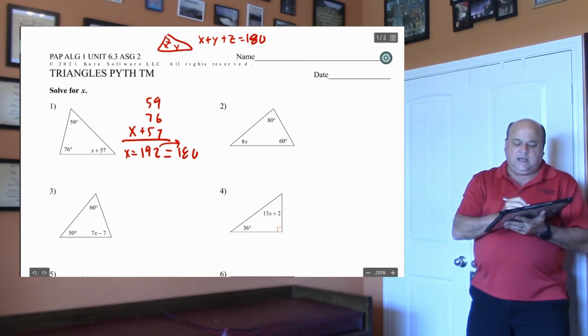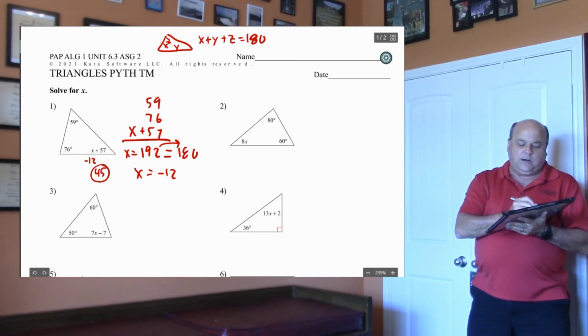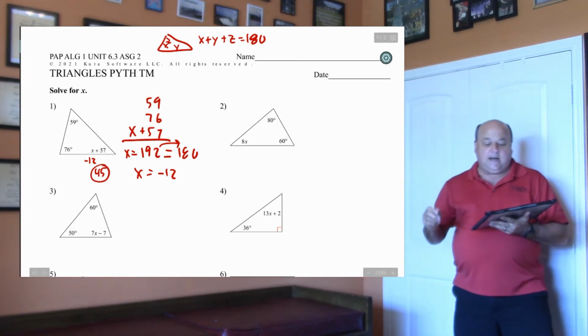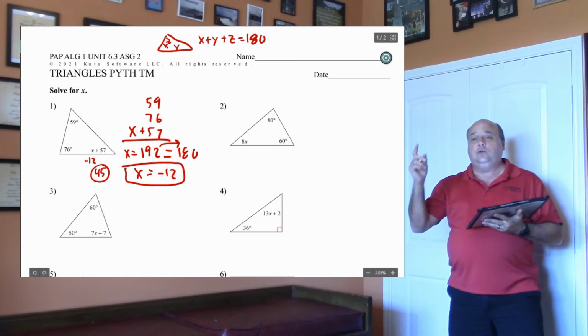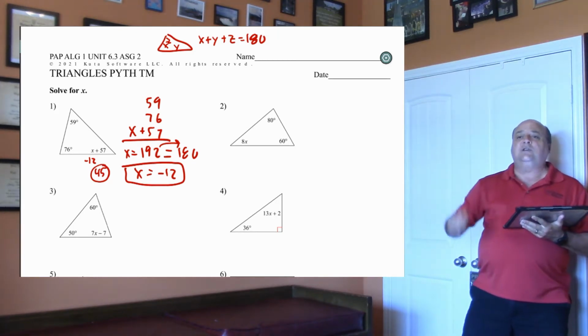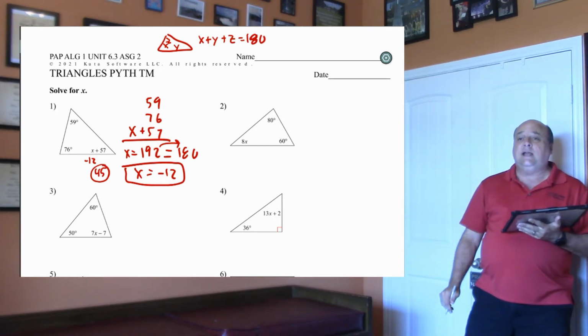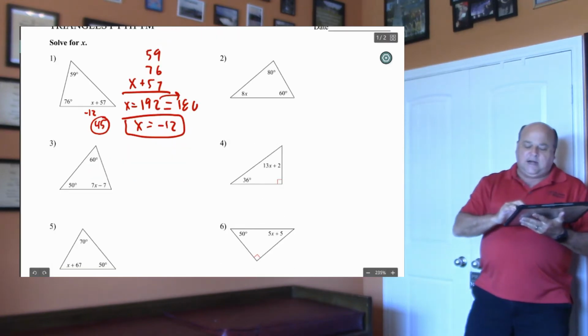Yep. If I move the X over, X is going to equal negative 12. If I put negative 12 in here, I'll get 45, won't I? Then those angles would add up to the 180 you wanted. Okay? So all I want you to do, you don't have to get the angle here, just solve for X. Sometimes X might be a negative number, okay? Go down to number 4.